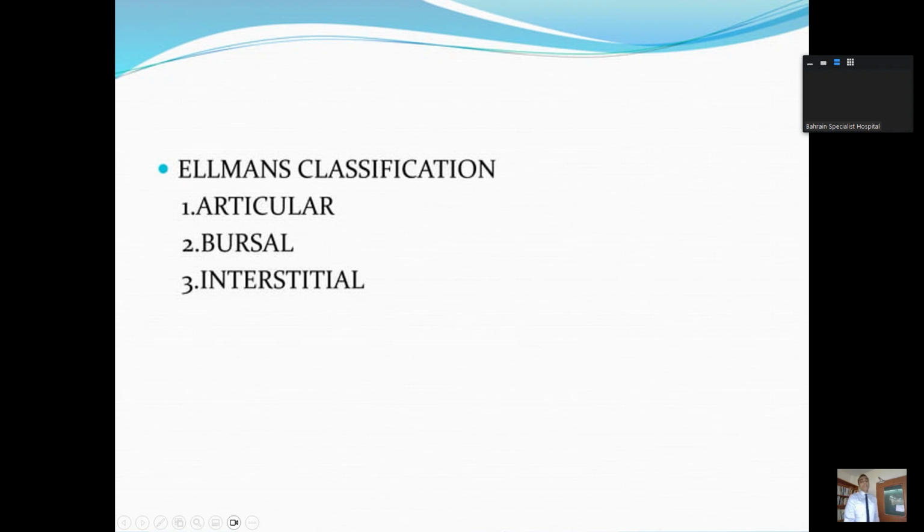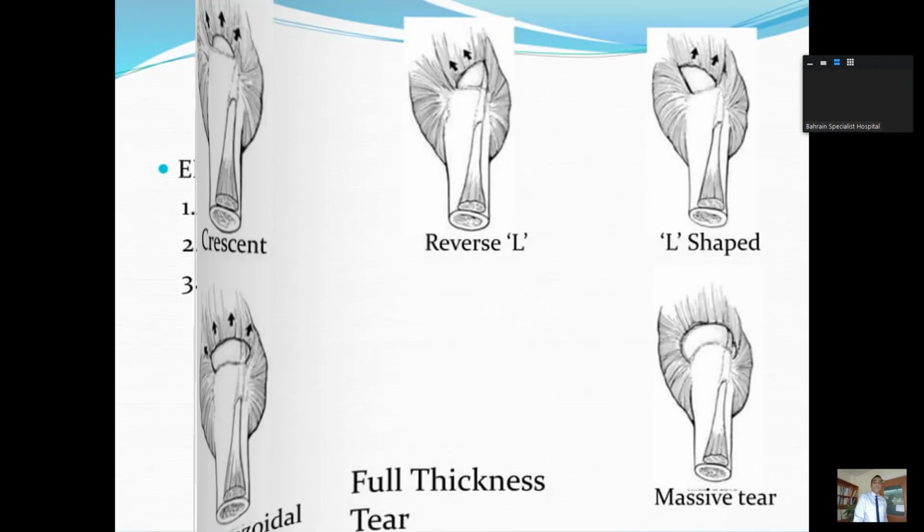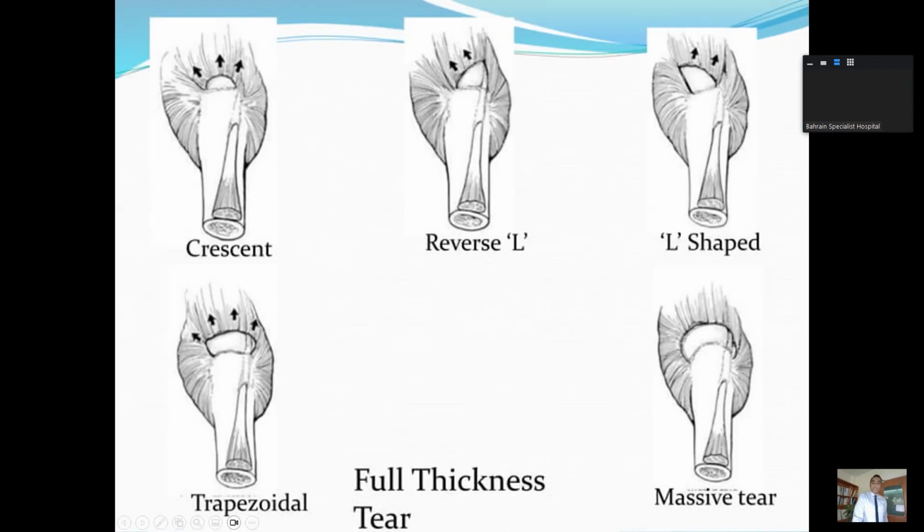Another classification is Hellman's classification. Based on the location of the tear, it can be a bursal tear, articular tear, or an interstitial tear. A bursal tear is just below the subacromial bursa. Articular tears are inside the shoulder joint. Based on the shape of the tear, it is also classified into different shapes.